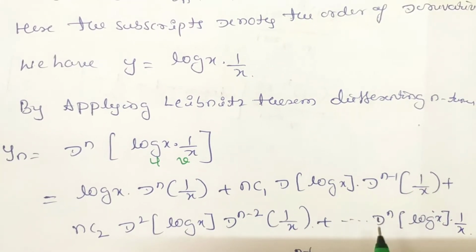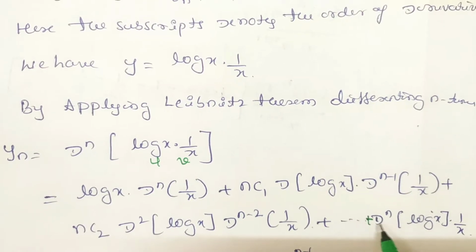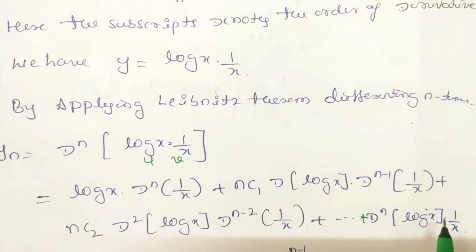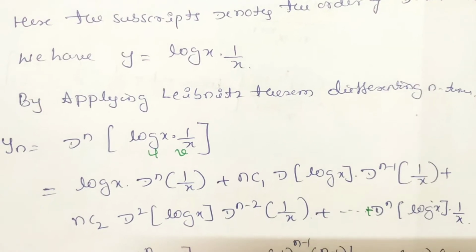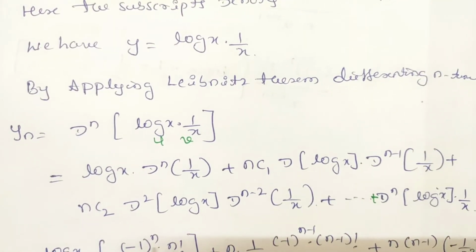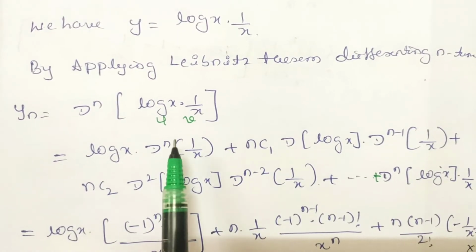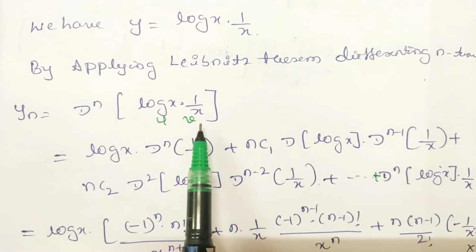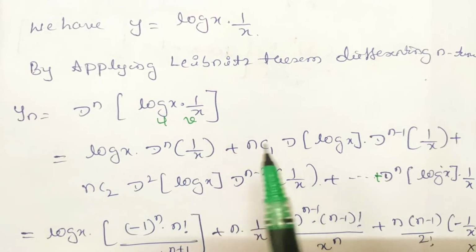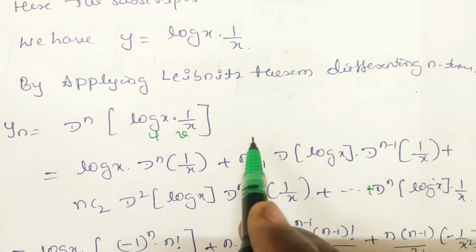Up to this is the nth derivative of, you know, here, the nth derivative of the first term, log x into v. V is 1 by x. Next is only simplification, isn't it? So this log x as it is, nth derivative of 1 by x. So I hope all of you know this nth derivative of 1 by ax plus b. So this is the formula we use here.